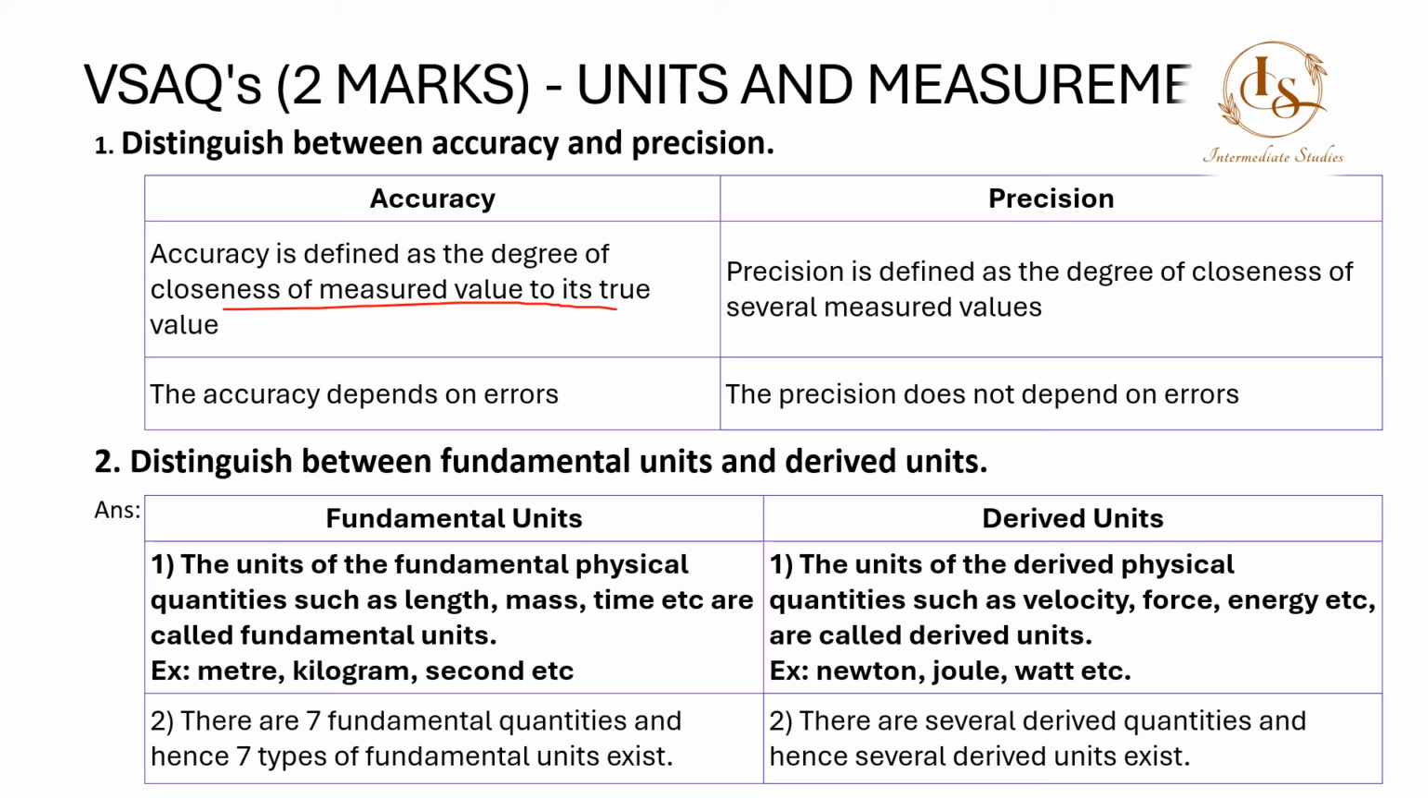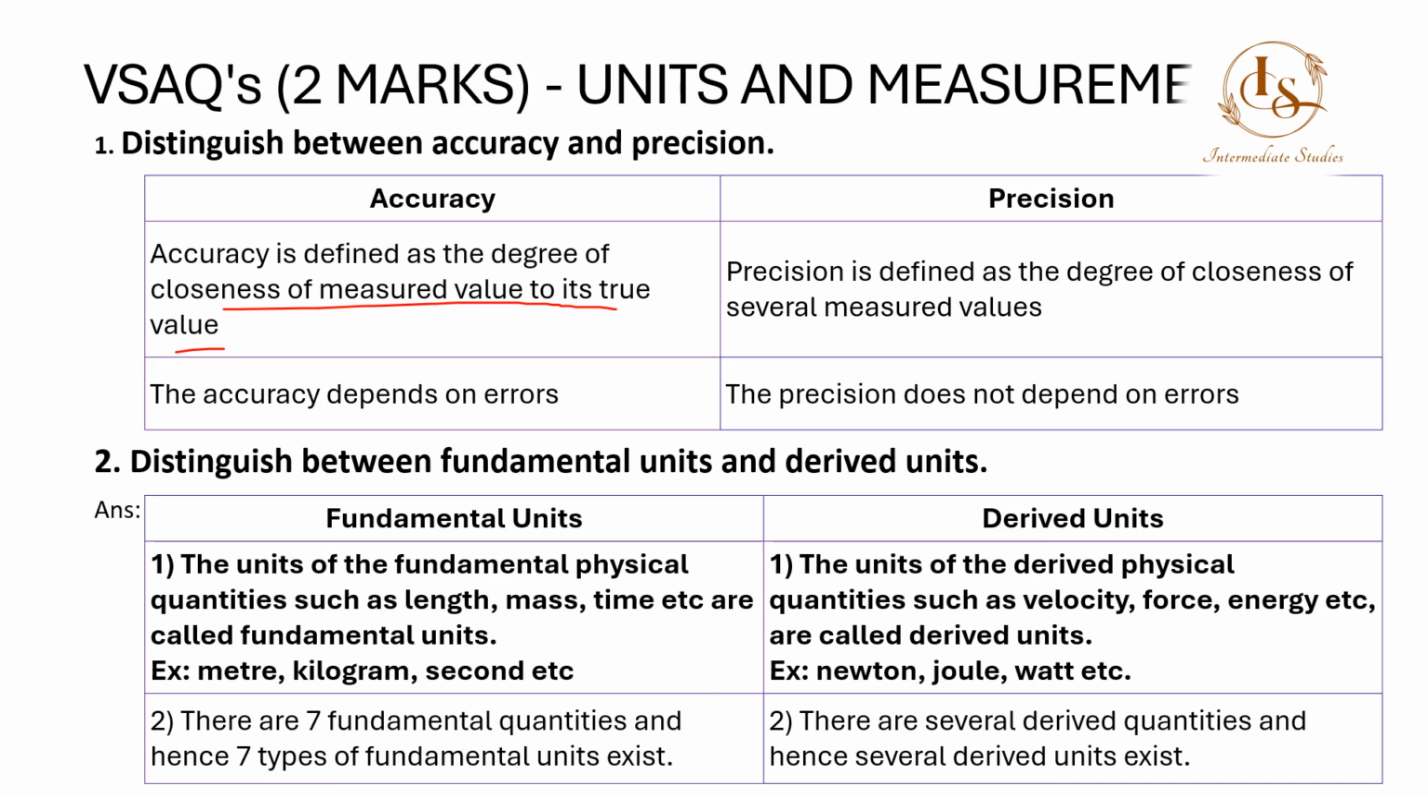its true value. For example, if our true value is 10 and our measured value is 9.9, it will define the closeness between the measured value and the true value, between 9.9 and 10. So that will give the accuracy. Whereas in precision, we need to take multiple readings, for example, 0.21, 0.22, 0.23. So multiple values are there. Based on the multiple values, if we check the closeness between the values, that will give the precision.